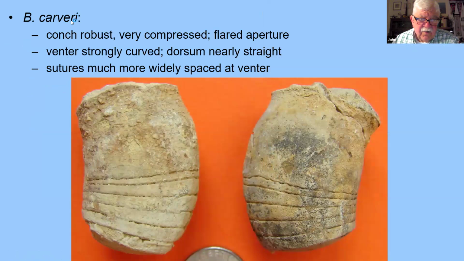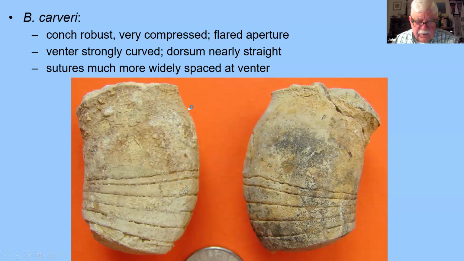And here's carveri. I like carveri. It's a robust conch, very compressed, flared aperture. You can see that on this one and a little bit here. Venter is strongly curved. Dorsum in most of them is a little bit, but it is nearly straight in some.